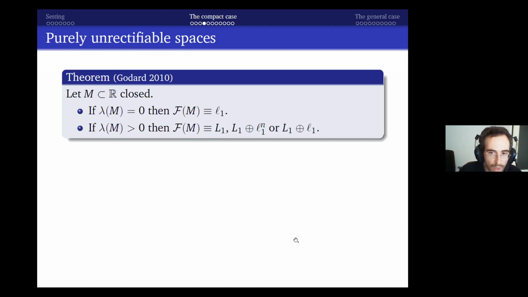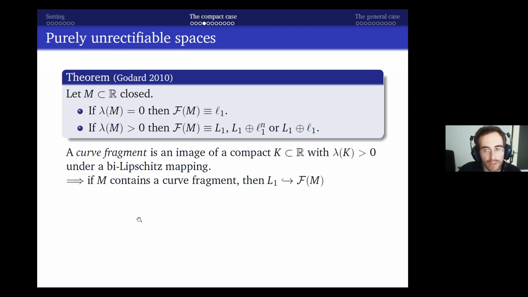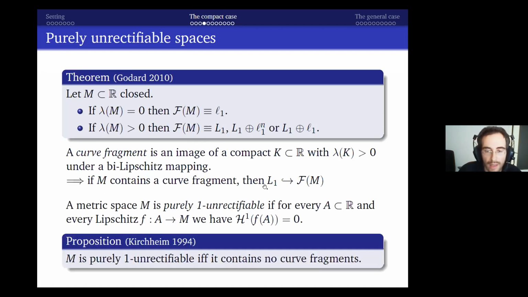Now, there is one concept from metric geometry, which is that of curve fragments. These are bi-Lipschitz images of compact subsets of the real line with positive measure. So what Godard's theorem tells us is that the free space over any curve fragment is isomorphic to capital L1. And so if M contains some curve fragment, then its free space also contains capital L1. And another more interesting concept from metric geometry is that of purely unrectifiable spaces. These are spaces such that if they contain some Lipschitz image of a subset of the reals, then this image has to have Hausdorff measure 0. And it can be proved that this condition is equivalent to containing no curve fragment, which is basically the same condition, but replacing Lipschitz with bi-Lipschitz.